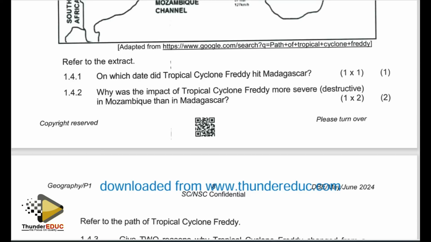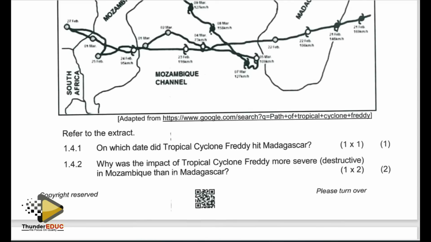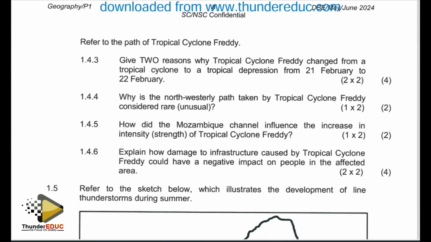So the reason why we are saying the impact was more destructive in Mozambique is because the cyclone re-intensified, or it went through cyclogenesis over the Mozambique channel. It strengthened over the Mozambique channel, which means it gained more power as it was crossing the Mozambique channel. Right, let's go to the next question.